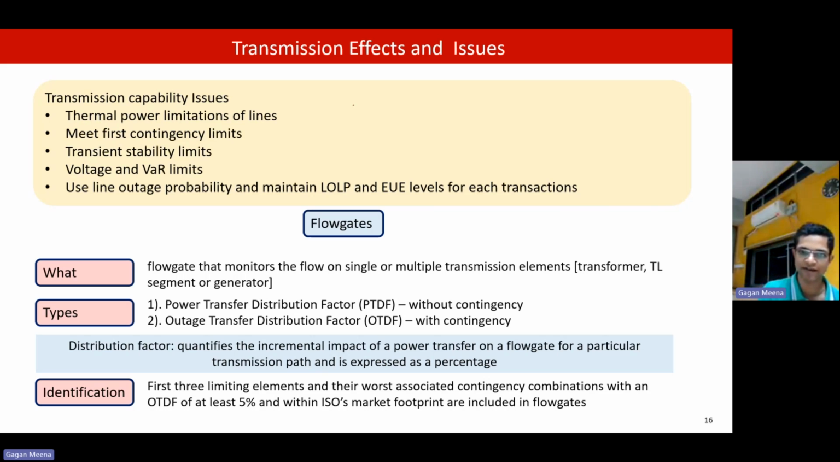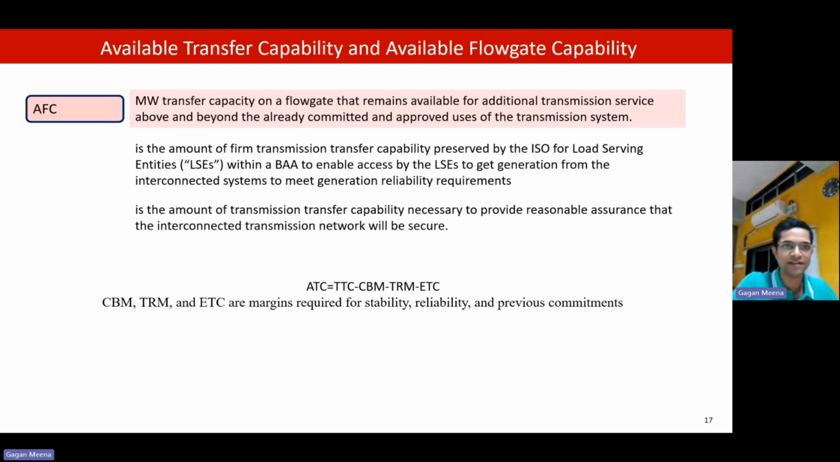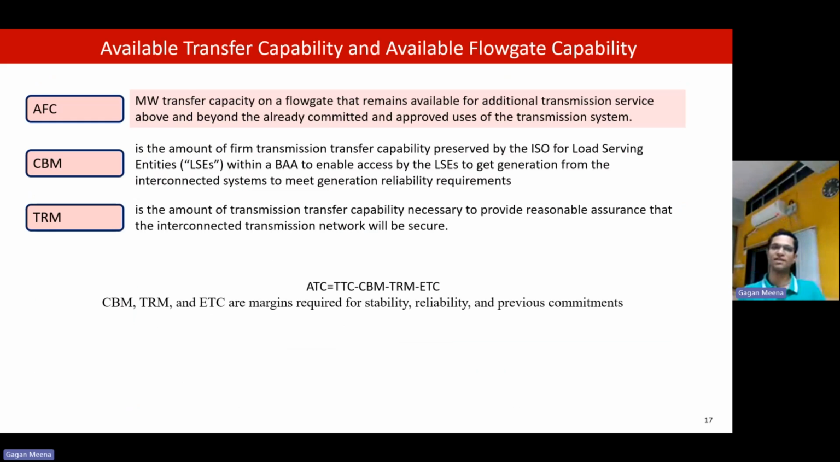And they are identified by different methods that we'll not go through. And this is the available transfer capability formula, where ATC, the available transfer capability, is equal to TTC minus CBM, the capacity benefit margin, and TRM, the transmission reliability margin, minus ETC. AFC is the available flowgate capability.